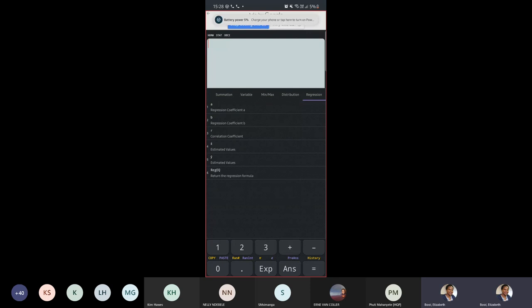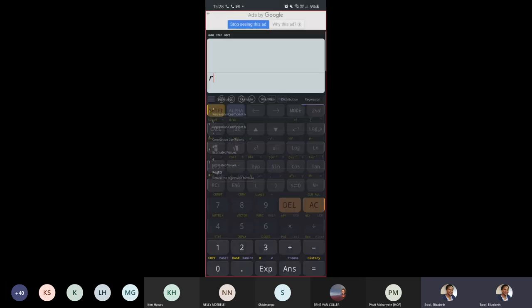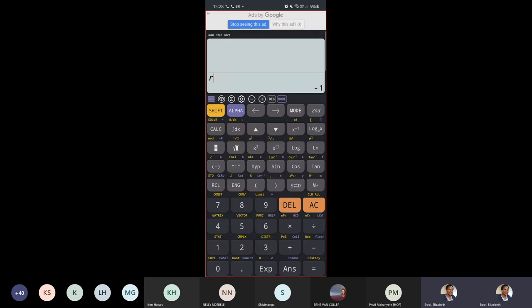So it says my battery is low. Let's plug it in. So I'm looking for R. I'll just press R, and R is equal to -1. So that is my answer. So depending on what calculator you have, if you have your calculator on your phone, you can use that.